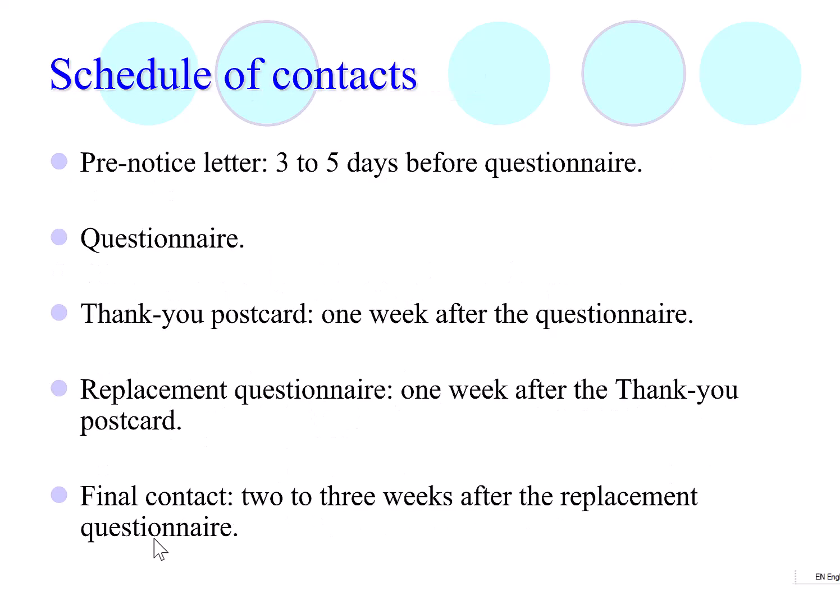This is a survey schedule of contact. The pre-notice letter goes out 3 to 5 days before. Then the questionnaire, then a thank you postcard 1 week after the questionnaire. Note that this 1 week is more than what you use for an internet survey, because for a mail survey you have to allow for delivery time. Then the replacement questionnaire 1 week after the thank you postcard, and the final contact 2 or 3 weeks after the replacement questionnaire.